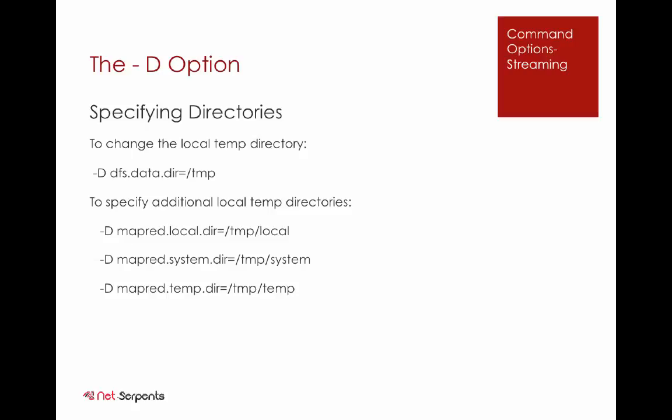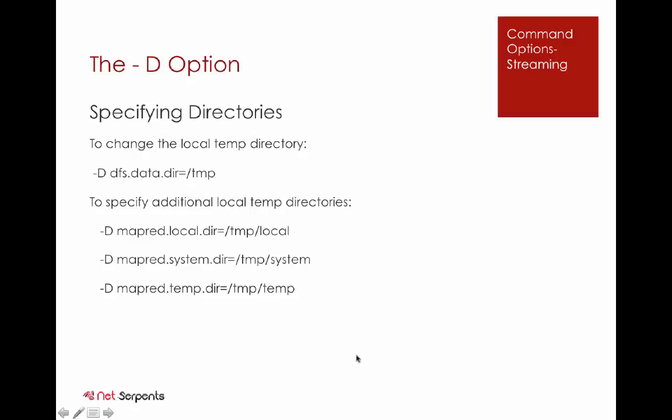Further on, the -D option, this is important. If you want to run your streaming job and give your own temporary directories, then you can use the -D option. This is one of the uses of the -D option, but there are more.